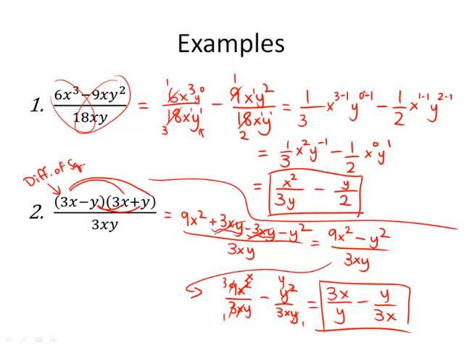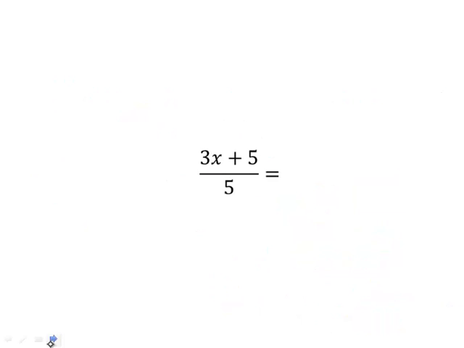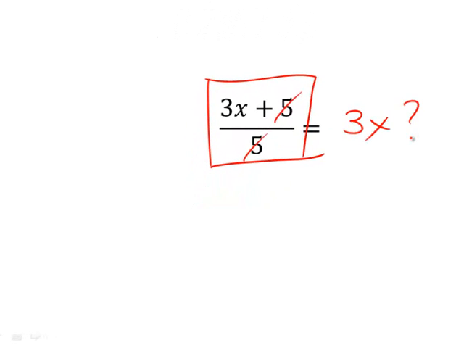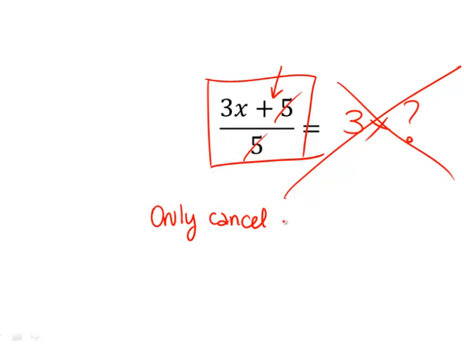So I have shown you two approaches to simplifying exponential quotients. You can choose whichever one you feel most comfortable with. However, you need to watch out. Every time you see something like this, it is very common to say, oh, is this not just 3x? No, it's not. Because you cannot cancel if you have a plus sign or a minus sign. You can only cancel if all terms are being multiplied.